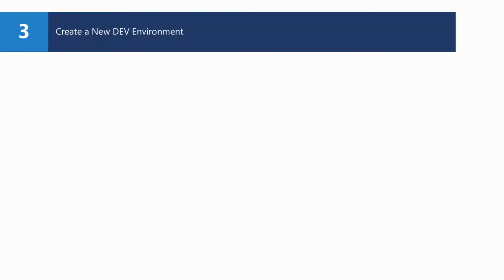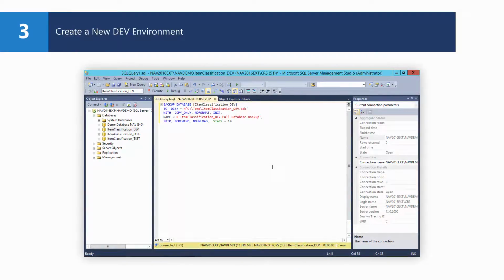Obviously, we are creating an extension that is dependent on the already created item classification extension. That means we need to create a development environment of a database that has these objects already in it. Basically, our original and dev environment need to contain the developed database of the item classification extension. So let's create a backup of the item classification dev database.